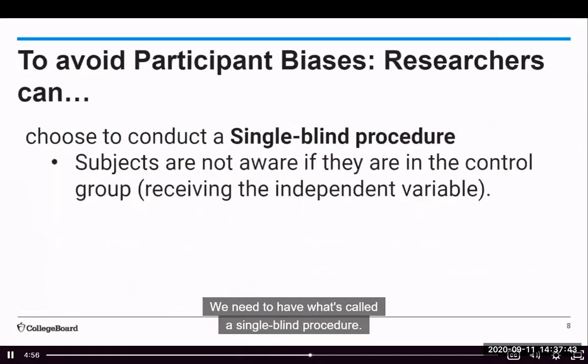We need to have what's called a single-blind procedure. This is where the subjects are not aware if they're in the control group or the experimental group. They are not aware, and because of that, they are acting the way they would naturally act rather than acting a certain way to get the data to come back in a certain way. So to avoid participant bias, researchers often use what is called a single-blind study.